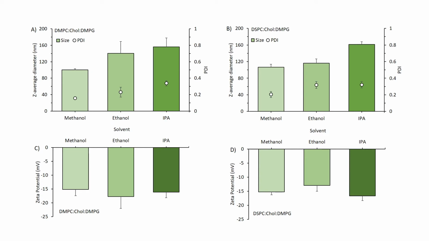This was then tested using formulations that are either cationic or anionic in nature. As can be seen, using the 3:1 flow rate ratio like we did with the neutrals, there was a general increase in size for both formulations as a result of reducing solvent polarity, and there was no effect on the zeta potential, which remained between minus 15 to minus 25 millivolts.